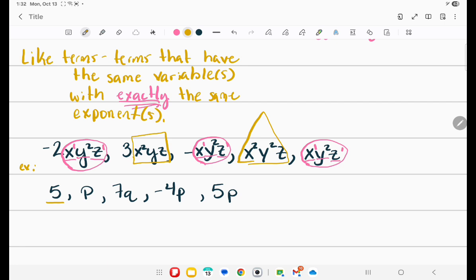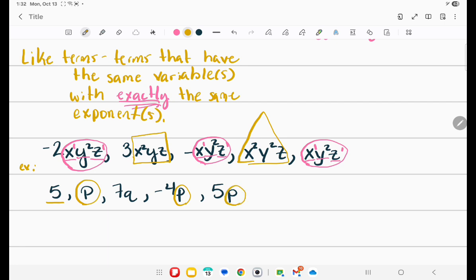All constants are like terms. 5, negative 3, 800, 15. All those would go together, but we don't have any more. So we go to the next one. Now circle P. What term do you have that can go with this P? Oh, so this P here, and what else?